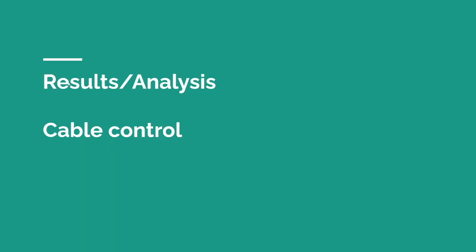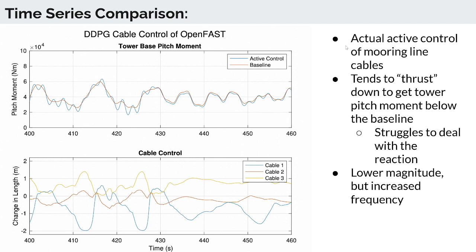So for some results and analysis of cable control, we have actual active control of the mooring line cables, but what it tends to do is thrust the turbine down to get the tower pitch moment below the baseline. Then it kind of struggles to deal with this reaction, and so you get this highly oscillatory going back and forth in certain areas, which will be reflected in the PSD in the future. So a lower magnitude definitely, but an increase in frequency.